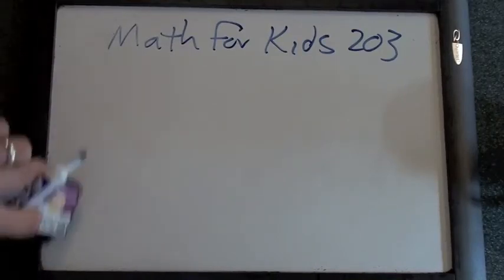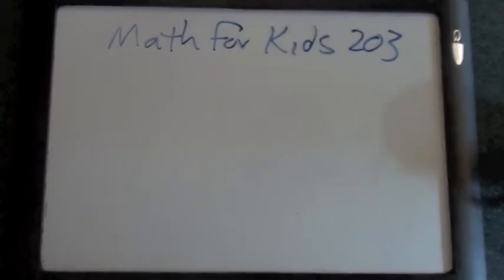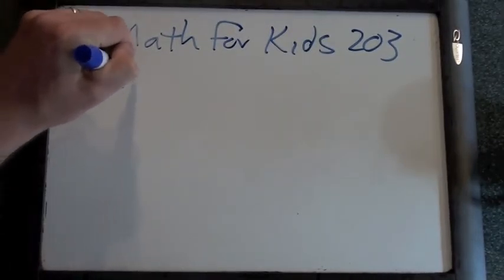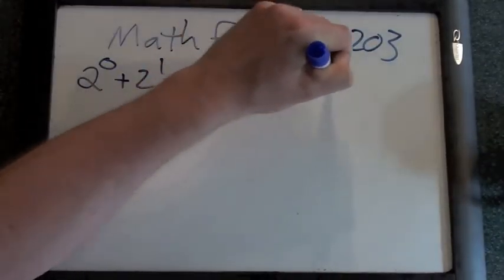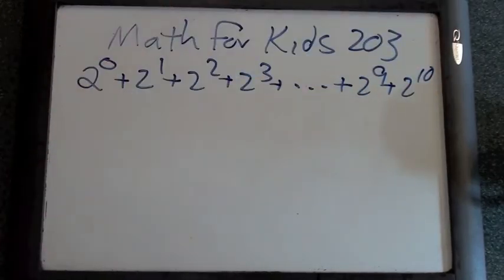203. So we got a couple more videos about power, so I thought we'd do a really neat problem this morning, and we're kind of constrained to the small whiteboard this morning, which is fine, but you ready? Yeah. 2 to the 0 plus 2 to the 1 plus 2 to the 2 plus 2 to the 3 plus 2 to the 9th plus 2 to the 10th. What does this equal? That's what we're going to try to solve today.